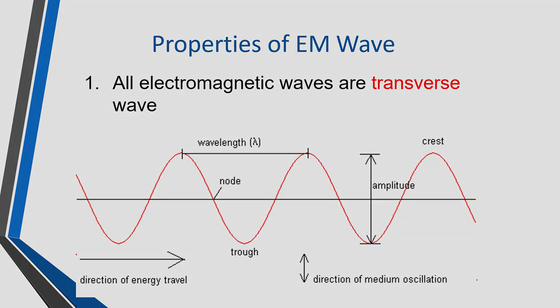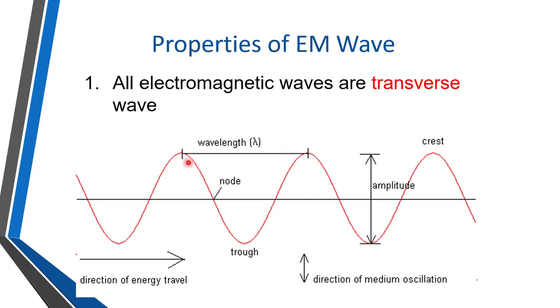So the distance between two crests, see here, the distance between two peaks is known as the wavelength, or wavelength is nothing but what? It is the distance traveled by one cycle. It is the distance traveled by one cycle of the wave. And amplitude is the maximum variation of the wave in the direction of oscillation.